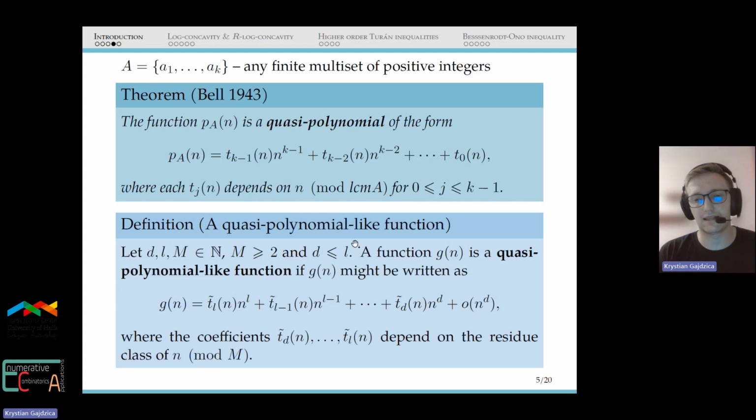So we say that a function g is a quasi-polynomial-like function if g asymptotically behaves like a quasi-polynomial. So we can write g in the following form, where once again these coefficients depend on the residue class of n modulo some positive integer m. Great. So now let me say a few words about the motivation for my talk and for my research. That is the log concavity problem.